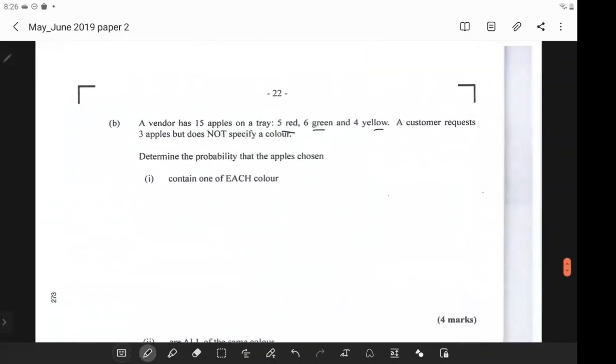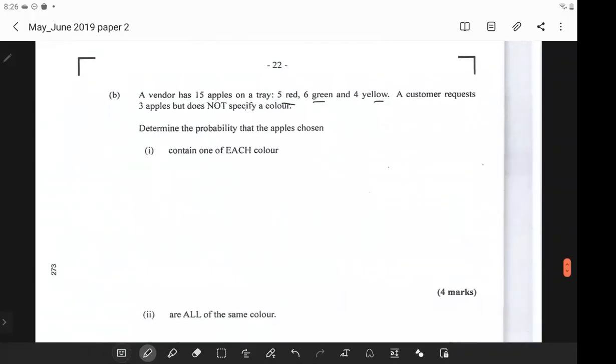Part B. A vendor has 15 apples on a tray. We have 5 red, 6 green, and 4 yellow. A customer requests 3 apples but does not specify the color. So we need to choose 3 apples, and they want us to determine the probability that the apples chosen contain one of each color. They didn't say they want exactly red, yellow, or green in that order, so we have to consider all the orders.